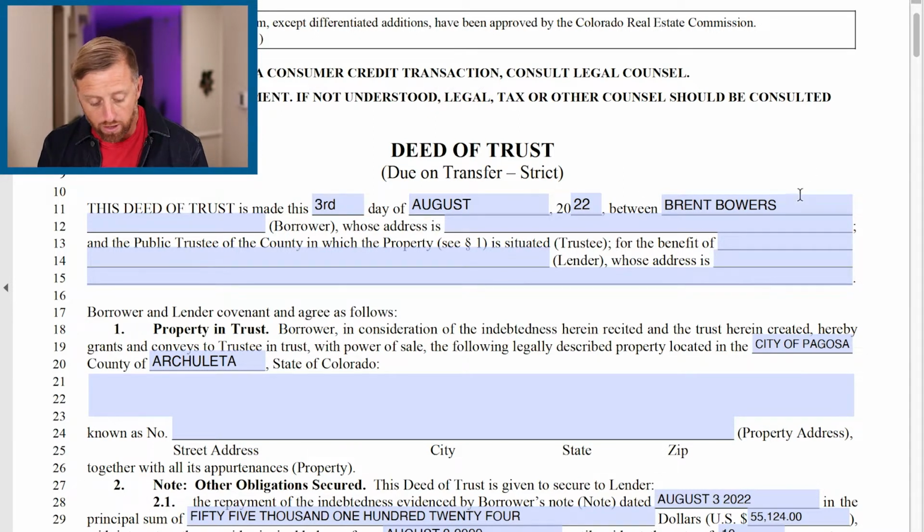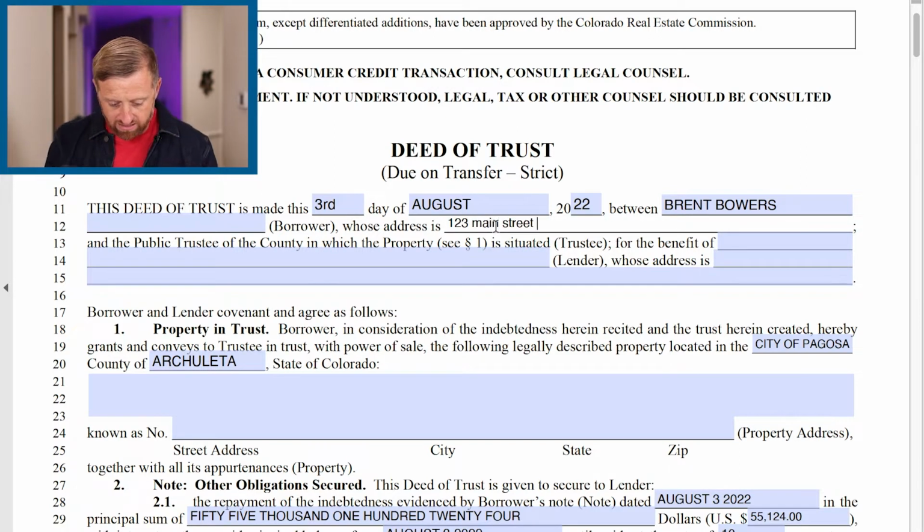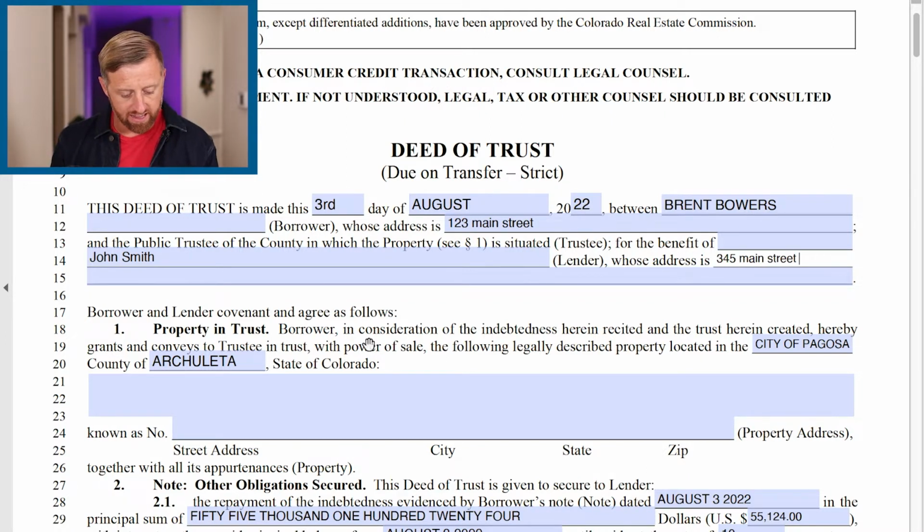2022 between Brent Bowers as the borrower, whose address is 123 Main Street, and I'm not going to fill all that out for time purposes, and for the benefit of, let's just say John Smith is my lender, the lender, whose address is 345 Main Street. He's my neighbor. And borrower and lender covenant and agree as follows.